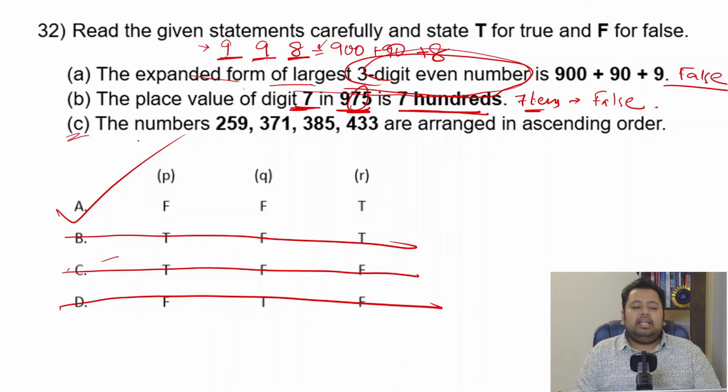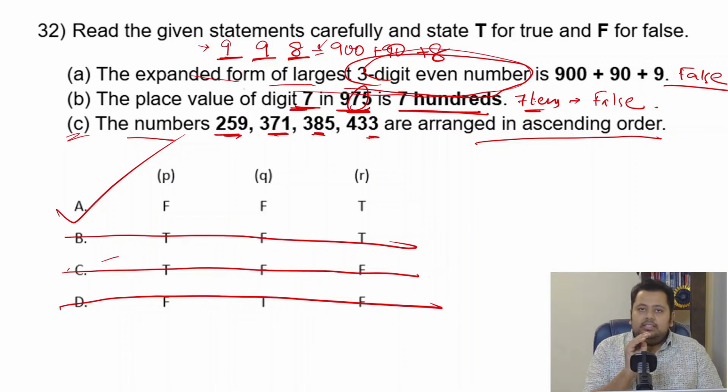Point number C, we can check that as well. The numbers 259, 371, 385, 433 are arranged in ascending order. What is ascending order? Ascending order is smallest to largest. Descending order is largest to smallest.